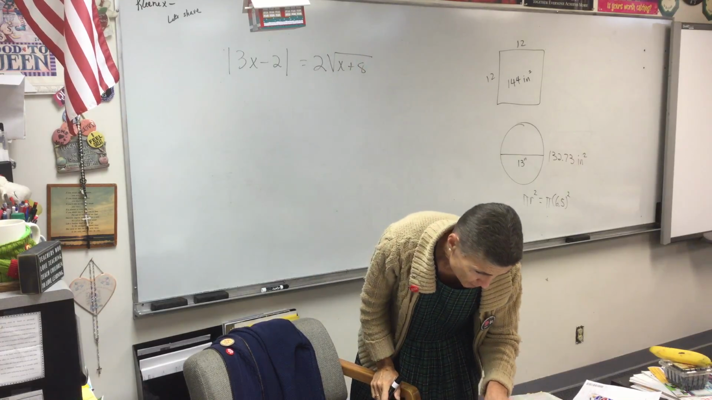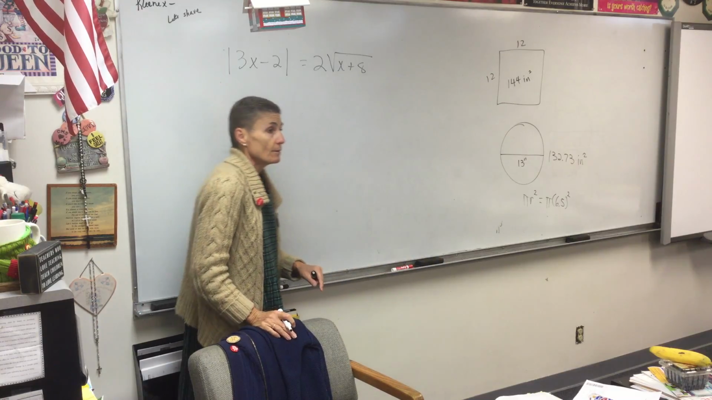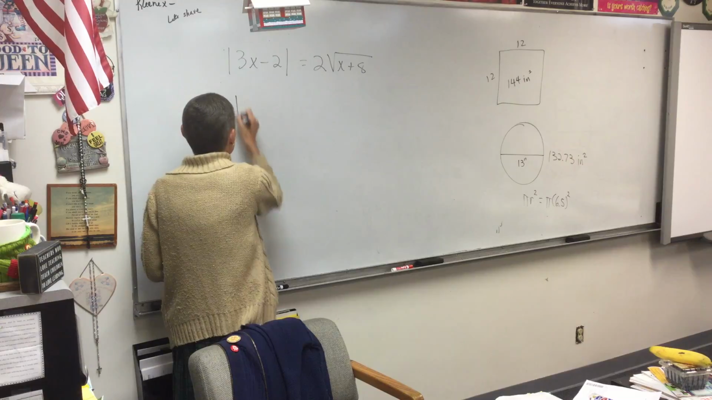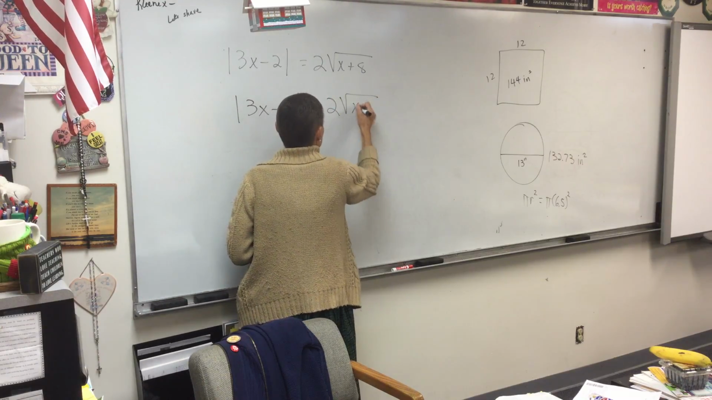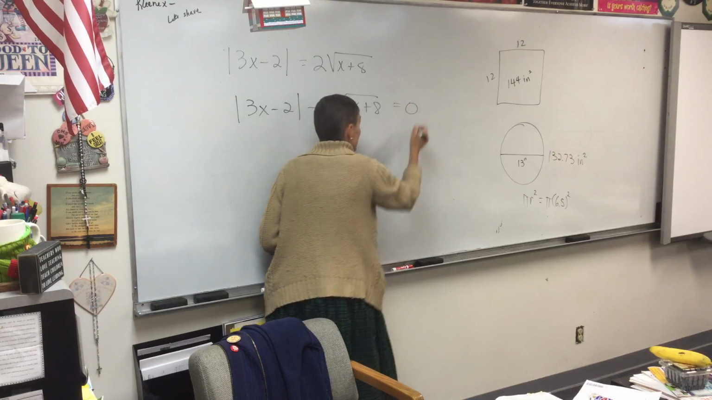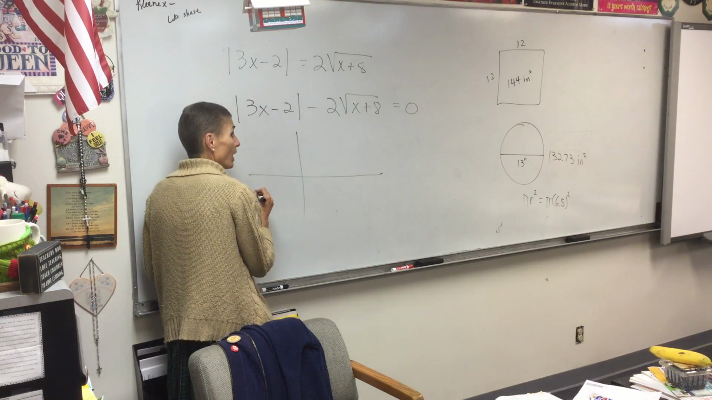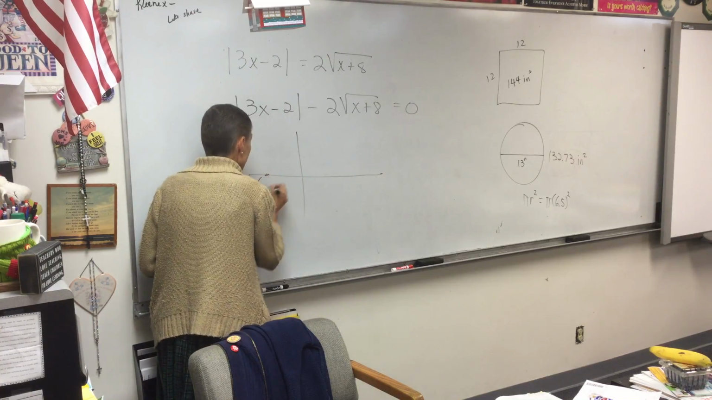Now read the directions. They're asking you to do what I always ask you to do. Get your equation set equal to 0. Why do I want to get it set equal to 0? So when I graph it, I'll be looking for where it equals 0, which is here, right?